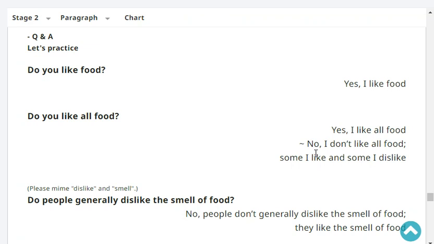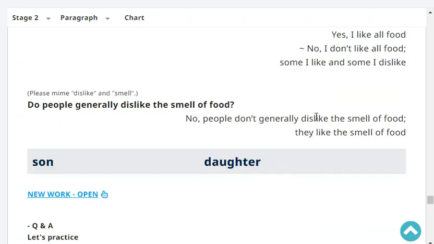Very good. Do people generally dislike the smell of food? No, people don't generally dislike the smell of food. They like the smell of food.